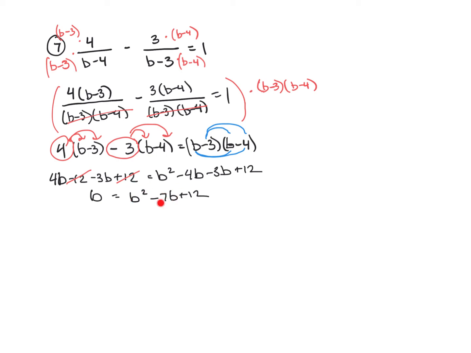So now when I take a look at this, I go, you know what, I have a b squared, something with a variable, and a constant. I'm probably going to have to factor or use my quadratic formula. And in order to do either of those, I need to move everything over to one side of the equal sign and set it equal to 0.